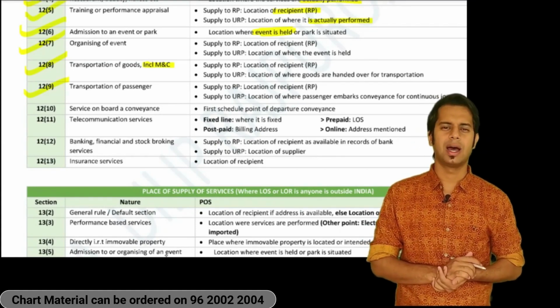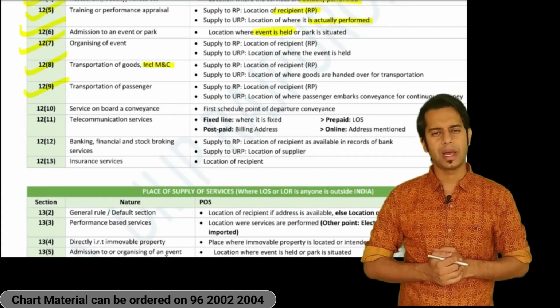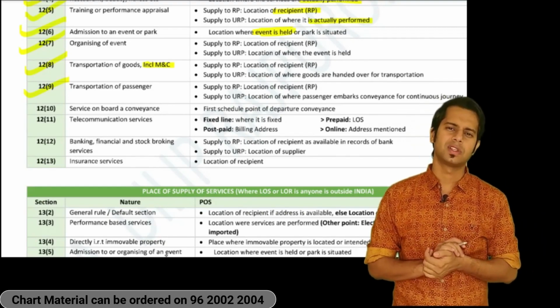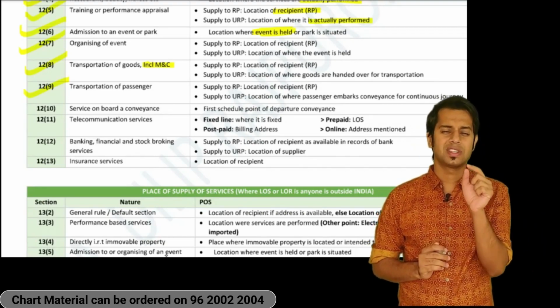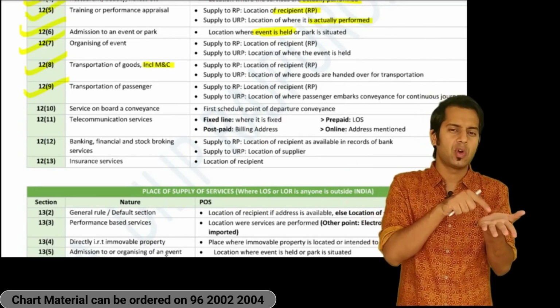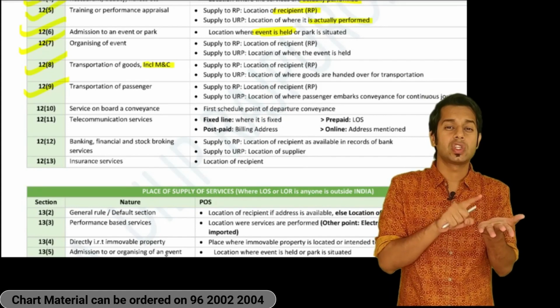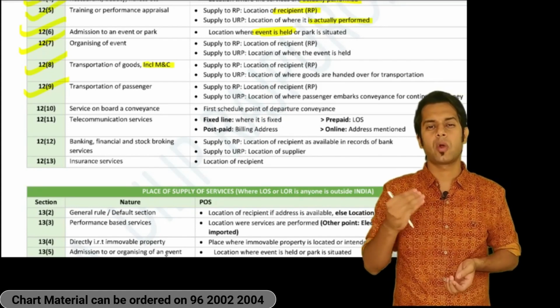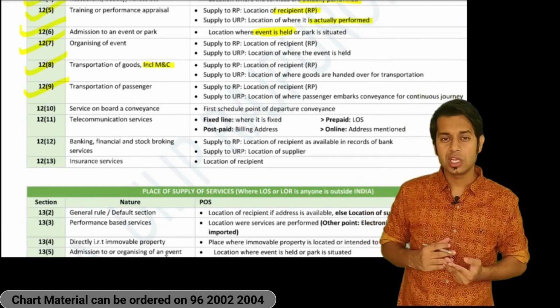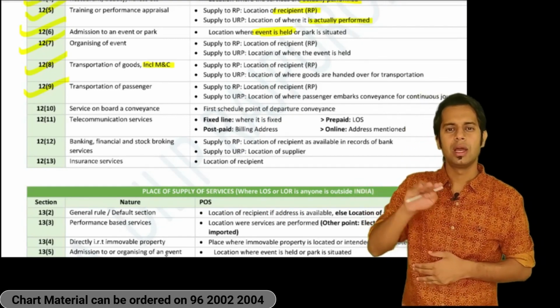Section 12, subsection 9 talks about passenger transport services. Sir, what is the place of supply in case of passenger transport services? See whether the services are provided to a registered person or an unregistered person. If it is provided to a registered person, then the location of the recipient, that is the registered person. If it is provided to an unregistered person, the location where you embark on the conveyance, where you get into the conveyance for the continuous journey.